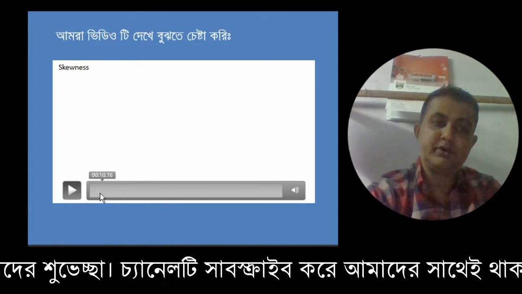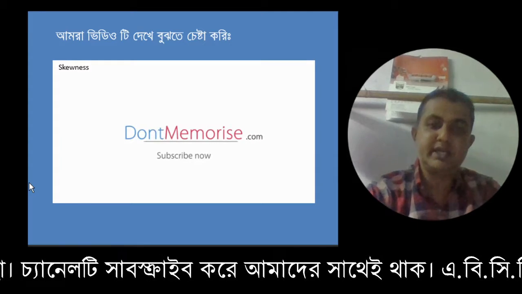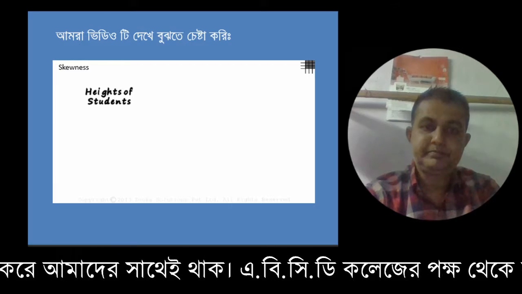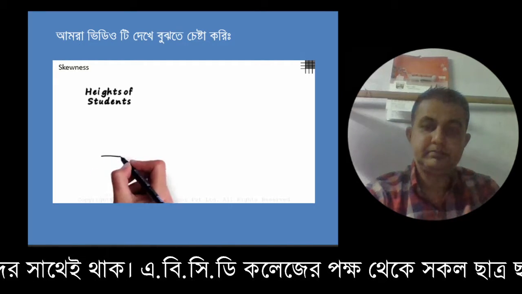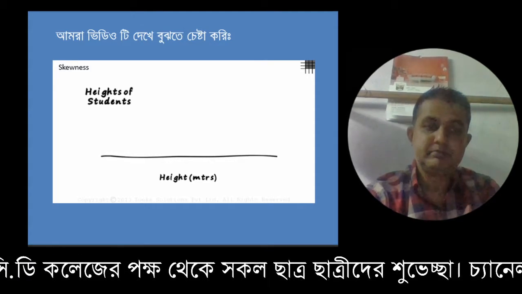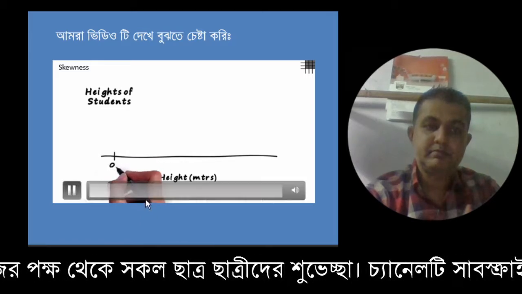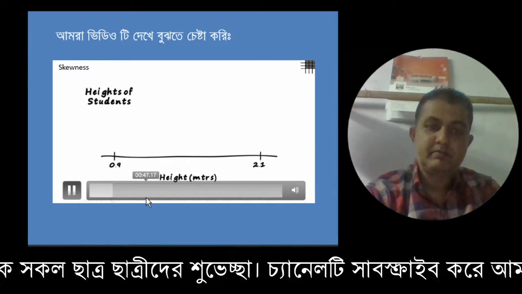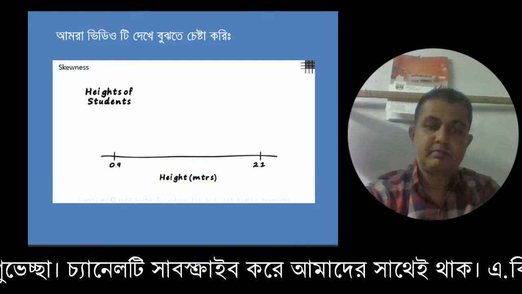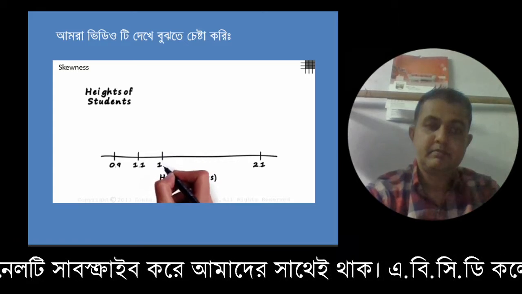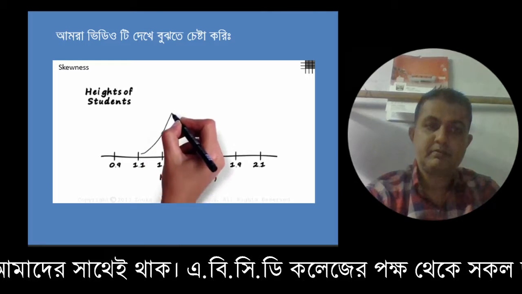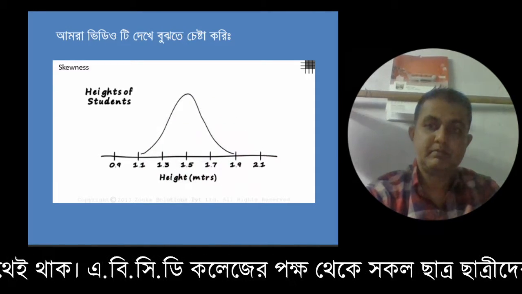Went to a school and noted the heights of a very large set of students. Let's make a line to denote their heights. The heights recorded were in meters. The heights were between 0.9 and 2.1 meters. Let's mark heights with intervals of 0.2 meters, like 1.1, 1.3, and so on. If we plot the number of students on this axis, then this is the data we got.